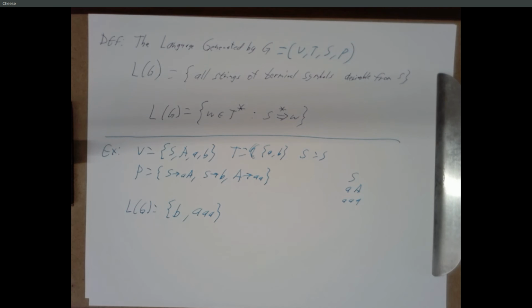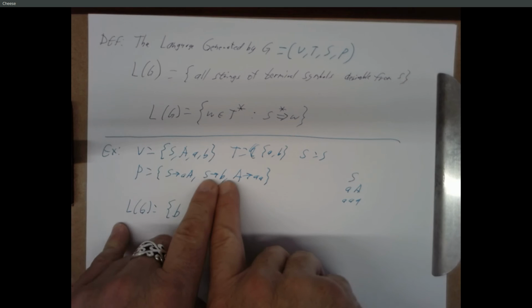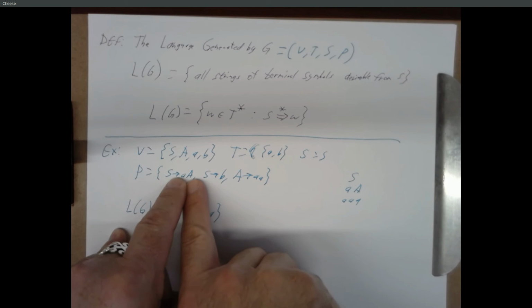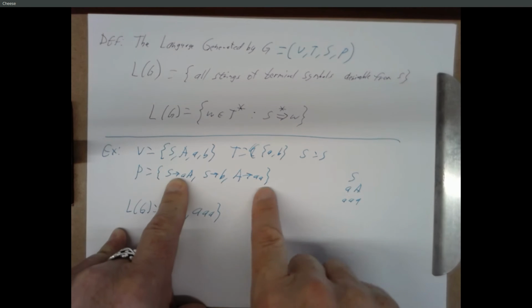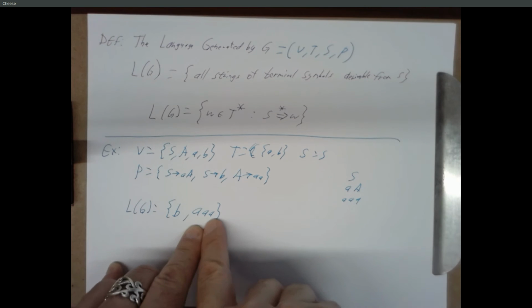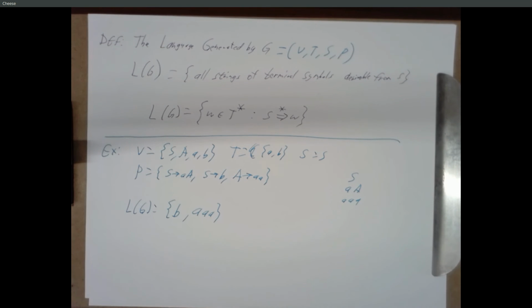Would you be able to leave it where it's the capital A? It's got to be a string of terminal symbols, and the terminals are just the little a, little b. Right, that's pretty much it, because from S we can either go to b and we're done, or we can go to little a, big A, and big A, the only thing we can go to is two little a's, so that's our second word. That's really it.